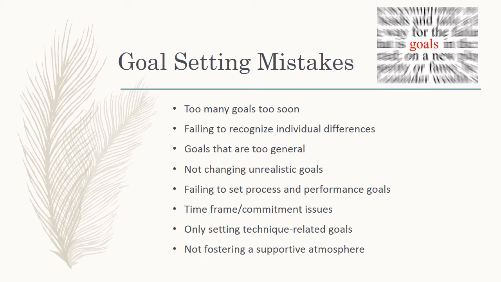It's often a mistake when individuals fail to set process and performance goals and instead just focus on outcome goals such as, let's win the championship at the end of the season. Time frame and commitment issues often are mistakes in goal setting, as well as only setting technique-related goals versus overarching goals or process goals. And lastly, not fostering a supportive environment. So the less social support an individual has, possibly the less likely they're going to achieve a goal.